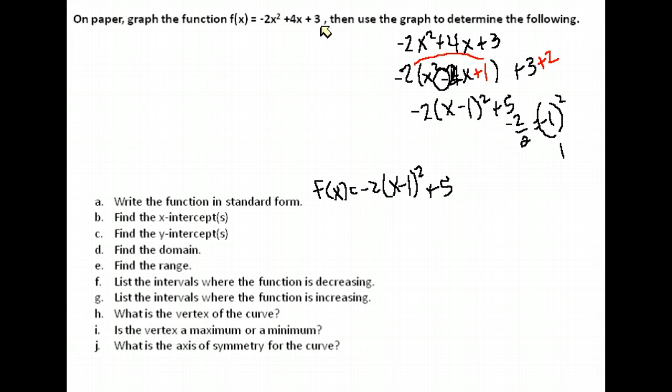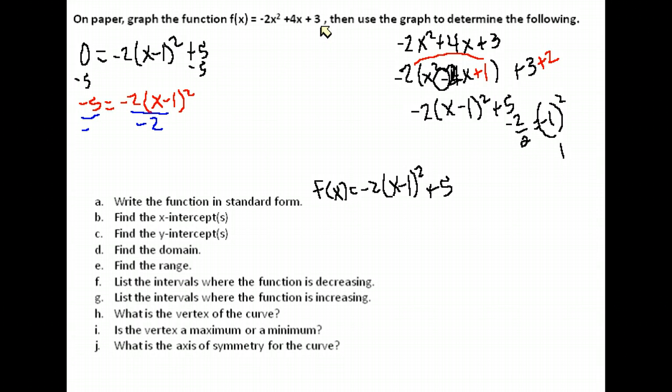We need to find the x intercepts, which is up to you whether you want to do that using the standard form you just created or the other. If we use the standard form we just created, remember x intercepts, we put 0 for f of x, and we solve. So I would subtract 5 from both sides. I get negative 5 equals negative 2 times x minus 1 squared, and we divide both sides by negative 2. I get 5 halves equals x minus 1 squared.